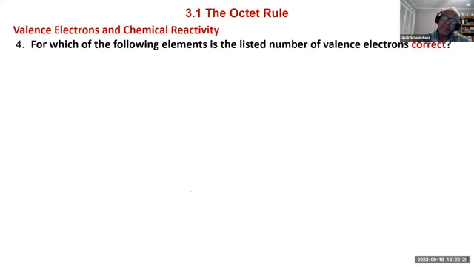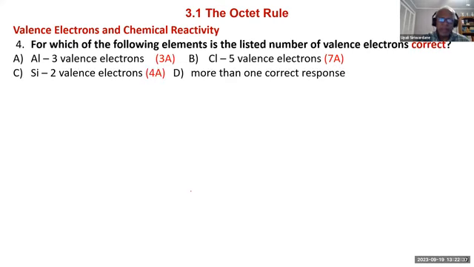Which of the following elements listed with number of valence electrons are correct? These are the lists. When you look at it, I wrote down the group number from the periodic table. If the group number is the same as valence electrons, that's correct. This is incorrect. This is incorrect. Valence electron has to be 4. Therefore, correct answer is A.